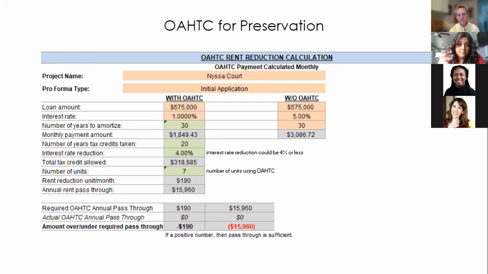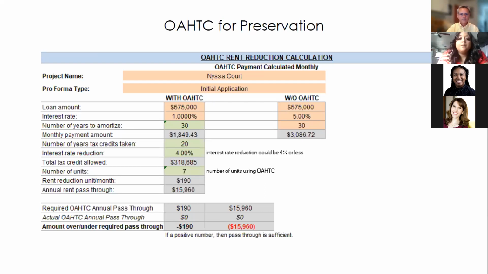Simple explanation. Yeah. I think the coolest part about OHTC for preservation projects where there's an existing contract like this is the expectation is that you have existing tenants in place and that you are not going to need to do a pass-through and reduce income to the project. To Rob's point earlier, if you are not using OHTCs on a preservation project, you are leaving lots of free money on the table.